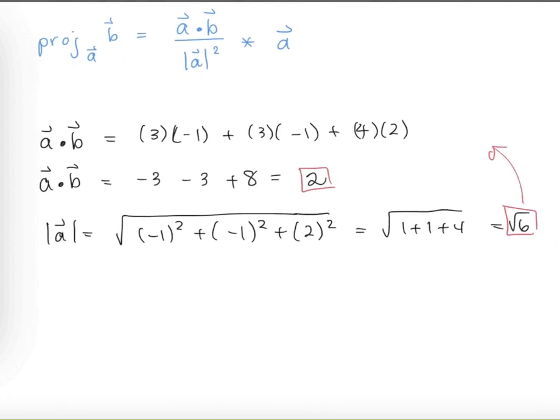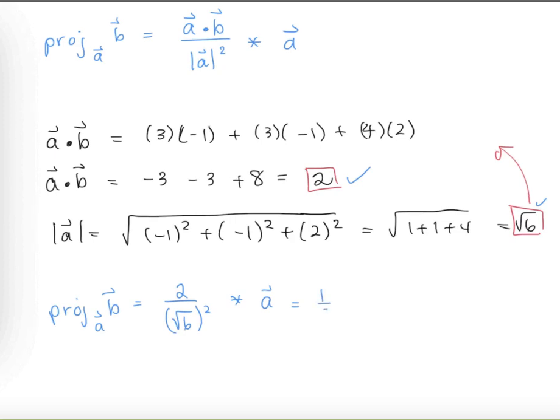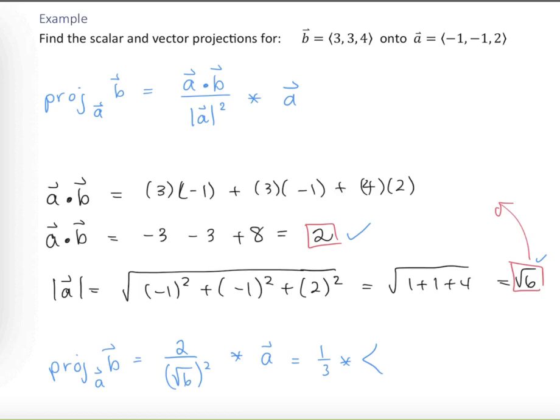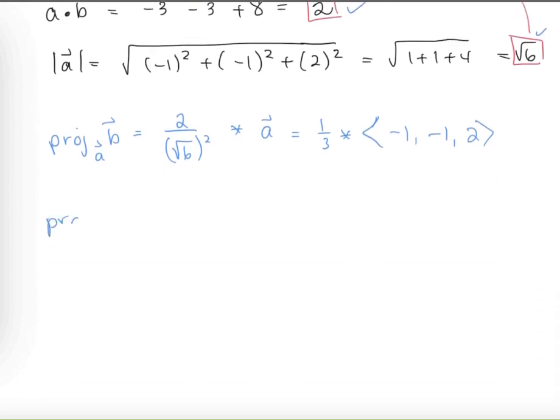So we have the projection of B onto A is given by A dot B, well that was 2, so we'll put the 2 there, divided by mag A squared. So mag A is rad 6, and we're going to square that quantity. So then that's going to be our scalar multiple of our vector A. So let's simplify that. So that's going to be 2 over 6, or let's actually go ahead and just change that to 1/3. So 1/3 is the scalar multiple of vector A. Vector A was -1, -1, and 2. So to get our projection vector, we're simply going to distribute that 1/3 into that vector A. So this will be -1/3, -1/3, and then 2/3. So this is what we call our vector projection of B onto A.